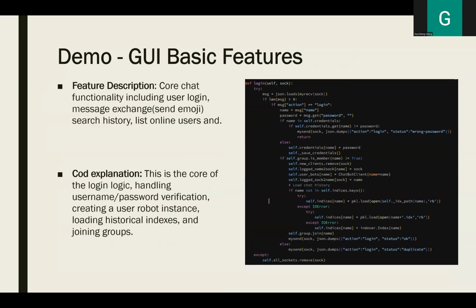And then it's our GUI basic features. So the core chat functions include user login, to which we added a password, also message exchange, like we can send emoji, also search history, and a list of online users. And our code on the right is the basic function, the login function.